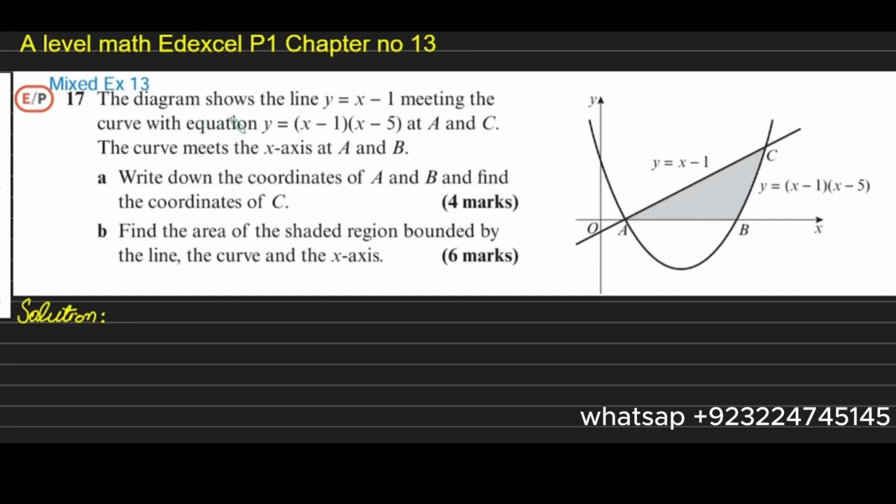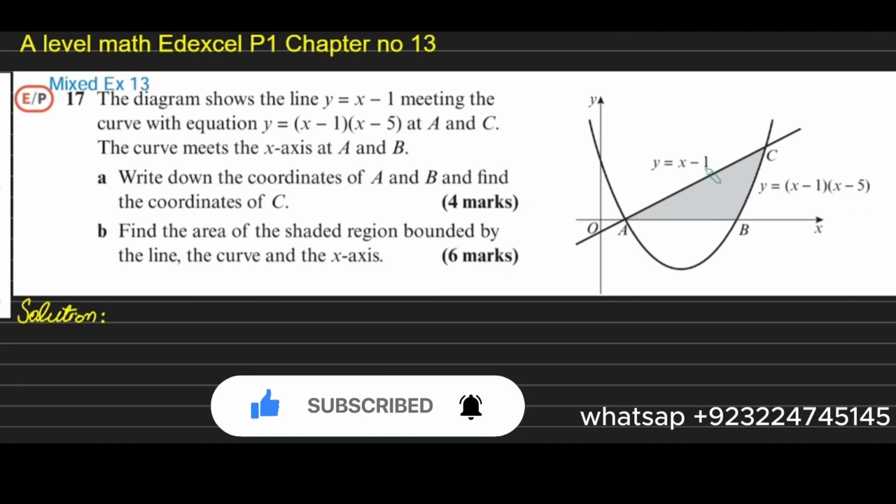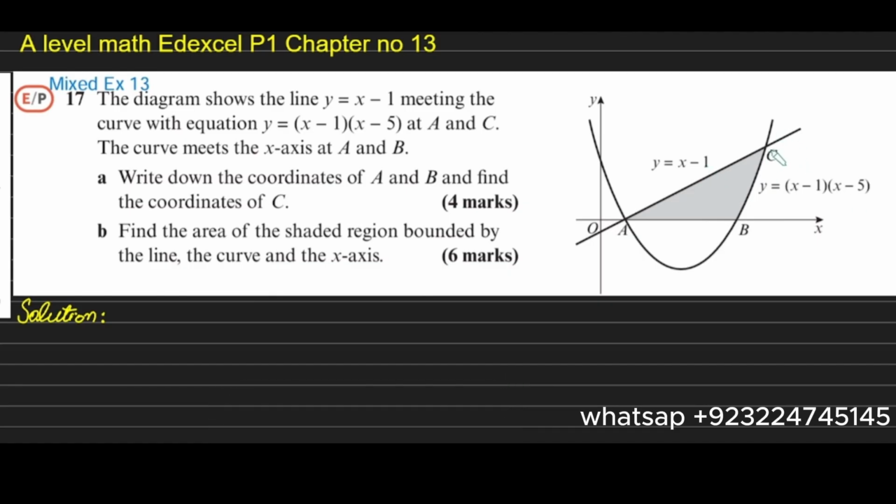In this question, the diagram shows the line y equal to x minus 1. As we can see, this is the diagram here. This is the line named as y equal to x minus 1, meeting the curve with equation y equal to x minus 1 into x minus 5. This is the curve and its equation is y equal to x minus 1 into x minus 5. The line meets the curve at the points C and A. The curve meets the x-axis at A and B. As we can see, the curve meets at point A and at point C.